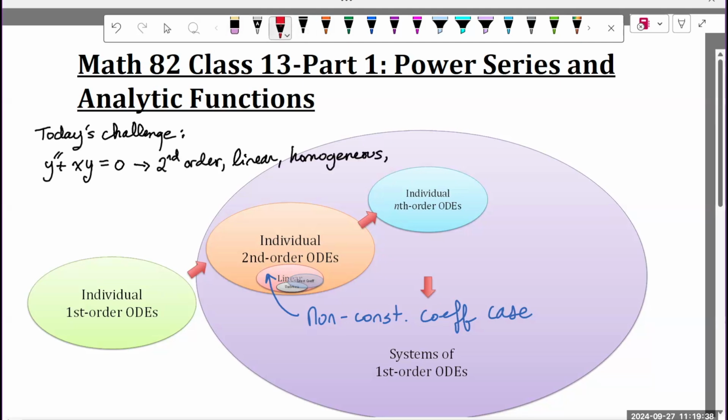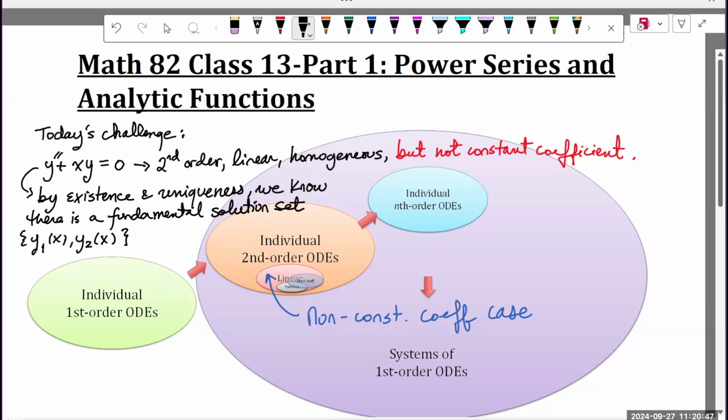is not constant coefficient. By our existence and uniqueness theorem, we do know that there exist two linearly independent solutions to this equation. And those two linearly independent solutions are going to exist on the entire real line because the coefficients of our ODE are in fact continuous on the entire real line. The challenge, however, is that we actually don't have a way of solving an equation that looks as innocuous and almost simple as an equation like this, precisely because of the non-constant coefficient.